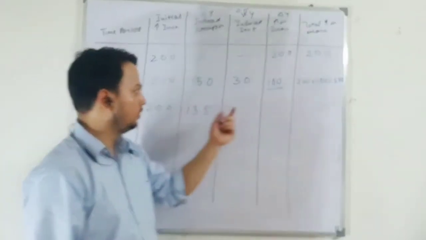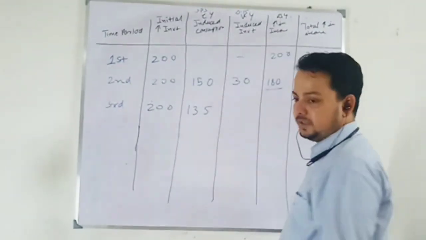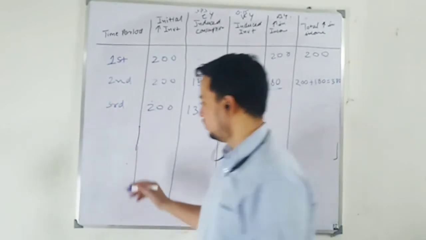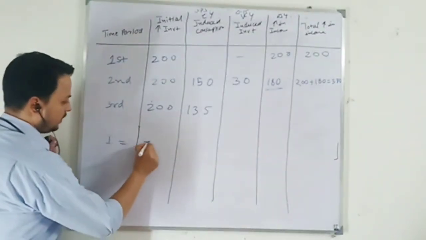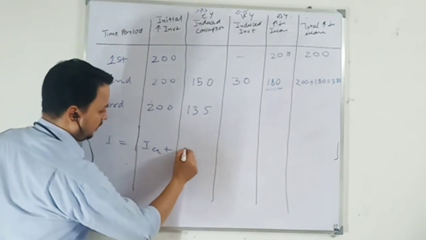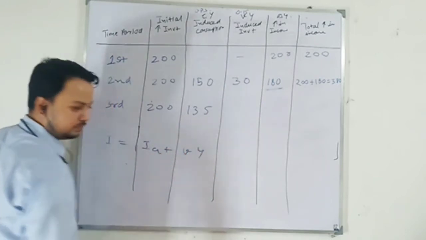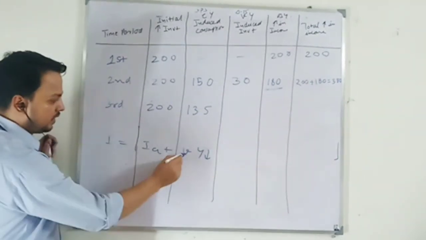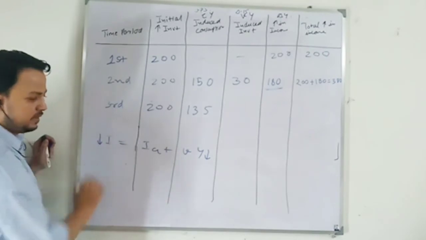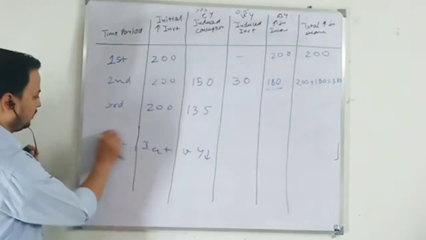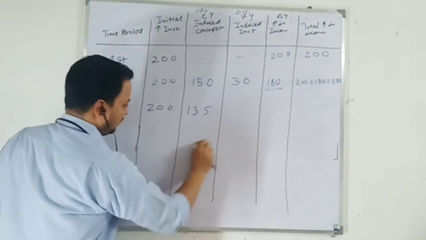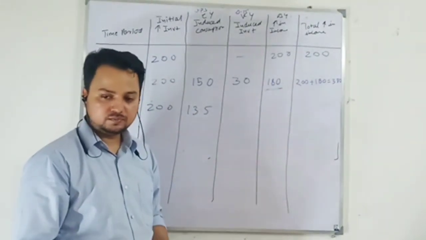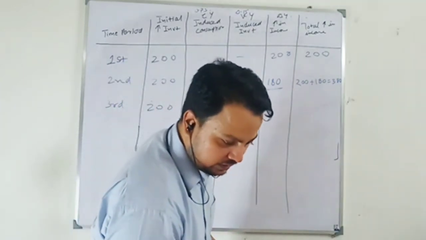Now as your income decreases, what is happening? Induced investment is going to reduce. What is your induced investment? Investment is autonomous investment plus vY. When your income decreases, your investment will decline. So 15% of 180, how much? 15% of 180 is 27.